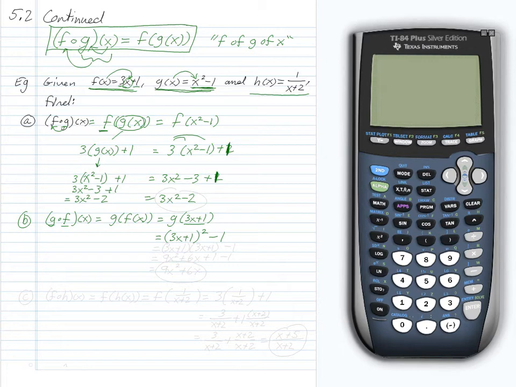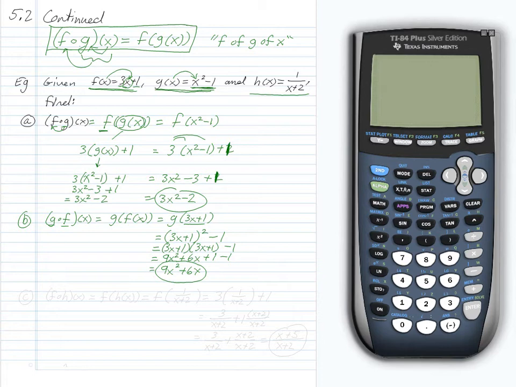So we could stop there, but we might as well simplify. This is 3x plus 1 times 3x plus 1, minus 1. So that's 9x squared. 3x and 3x gives us 6x, plus 1 minus 1, and our 1s cancel, and we're left with 9x squared plus 6x. So notice that these functions that we came up with are very different. They're both quadratics, but they're completely different quadratics. All of our coefficients are different. So it matters which order your composition is going.